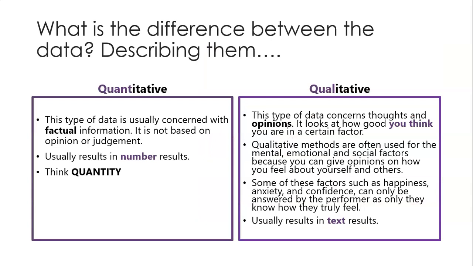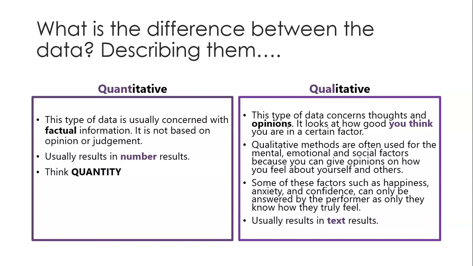So let's go over the 2 different types of data and a little bit more description. So quantitative data, this is data that is usually concerned with factual information, but this is dependent on the data gathering method you use and whether it's reliable or not. It isn't based on opinion or judgment. It usually results in numerical results. To remember it, try and think quantity, that gets numbers.